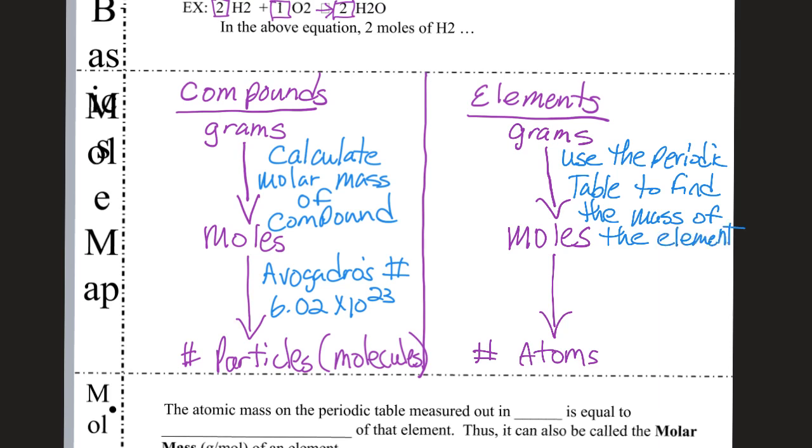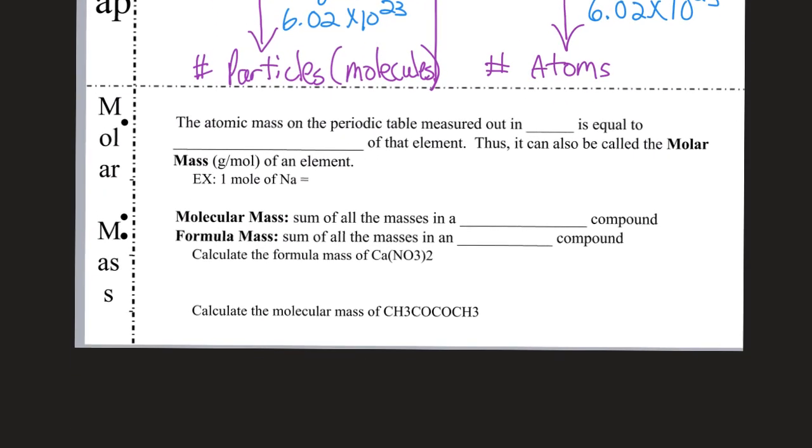So you're going to need to just look it up on the periodic table to find the mass. To go from moles to atoms, again, you're just going to need to multiply by 6.02 times 10 to the 23rd. So in these problems, you're going to need to use two different conversion factors. So let's talk about how you calculate the molar mass.